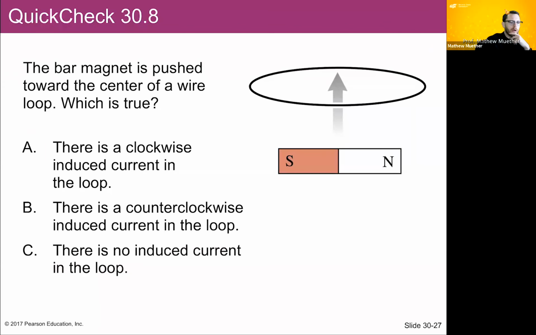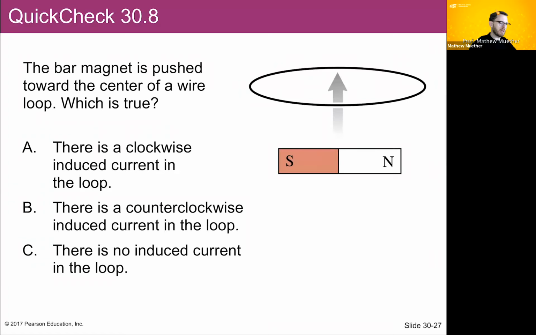What about this one? I have my bar magnet now laid down on its side, and I bring it close to the loop. What happens to the current in that loop in this case? Okay, I'm going to give you 5 more seconds. Okay, let's go ahead and end the poll. Most popular answer is that there's no induced current.